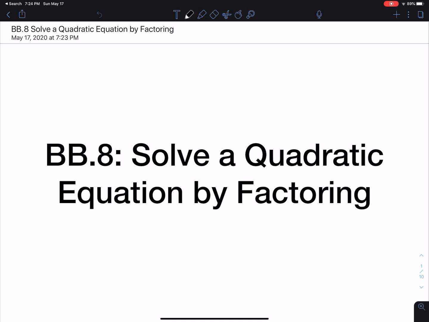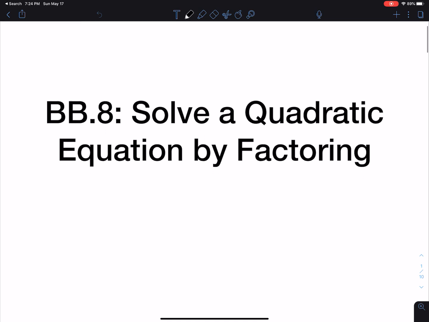We're going to start BB.8, solve a quadratic equation by factoring. This section is very, very important. You're going to recognize it, you're going to know how to factor, and then the solving part's very easy. So let's go ahead and get started.